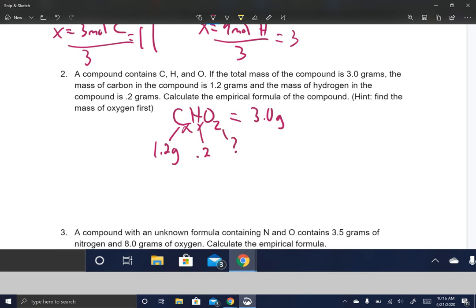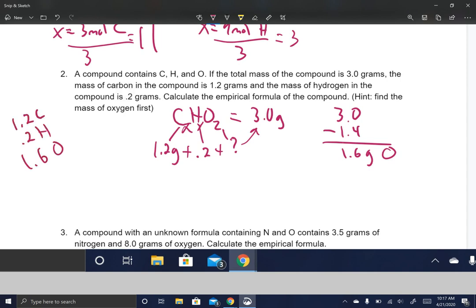That's the hint. So 1.2 plus 0.2 plus whatever oxygen is going to equal 3. So really it's 3.0 minus 1.4. Why? 0.2 plus 1.2 is 1.4. So we subtract those and we get 1.6 grams. So that's the mass of oxygen. I'll put it over here: 1.2 for C, 0.2 for H, and 1.6 for O.